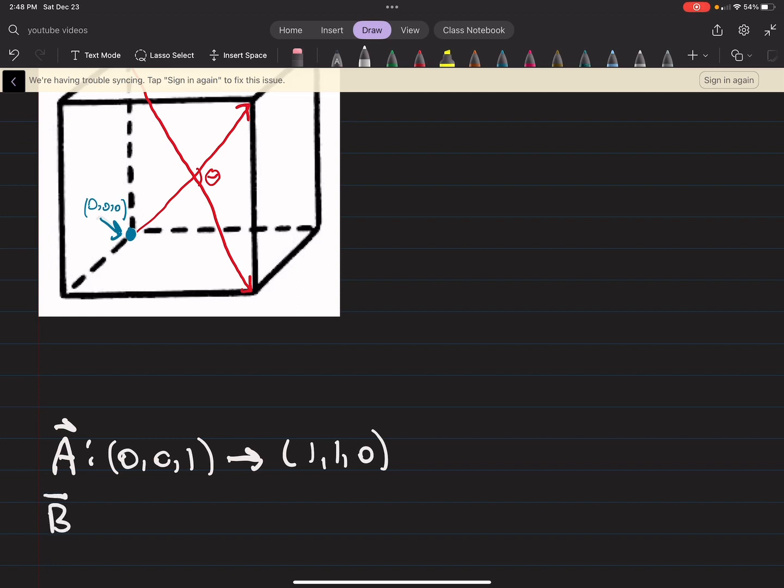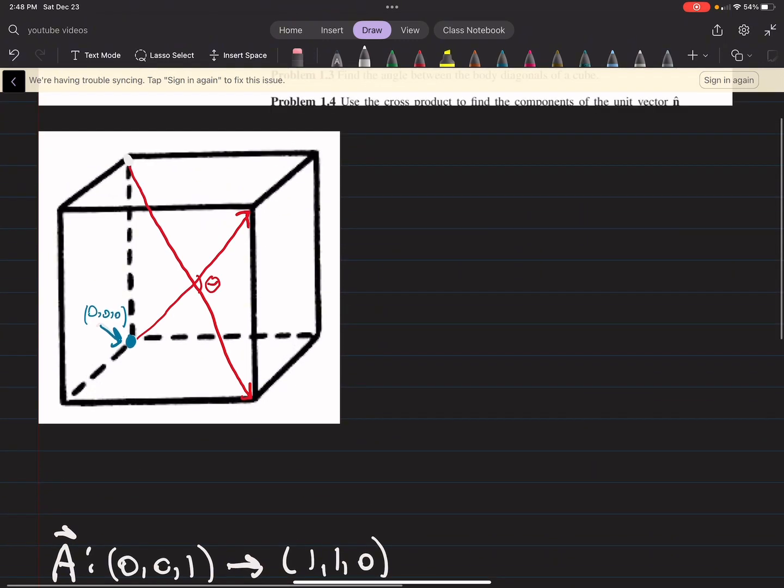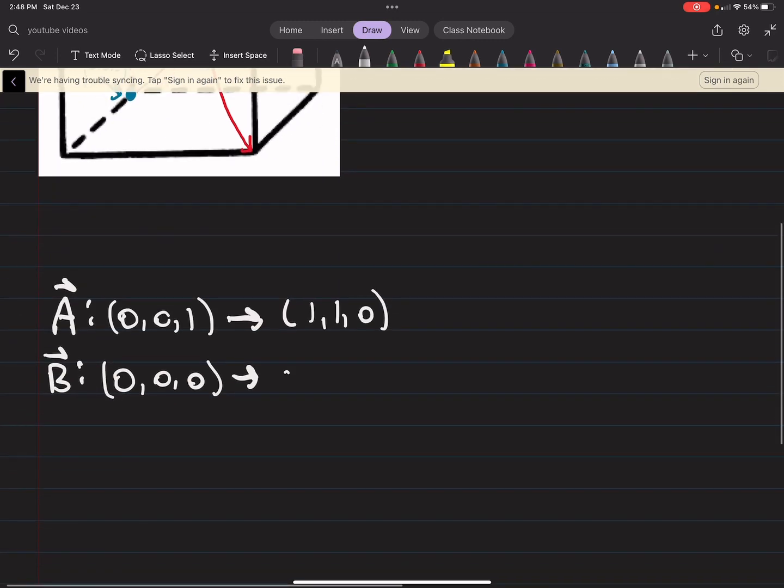Vector B, we can do the same thing, only it's originating at the point 0, 0, 0, the origin, and it's concluding at the point 1, 1, 1. Okay. So now what we can do is write these vectors in terms of our unit vector notation.